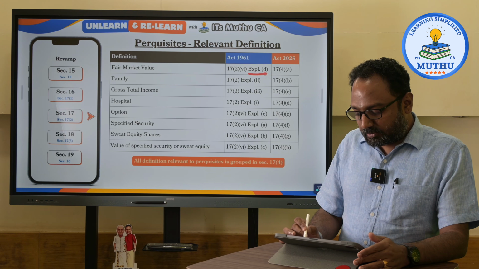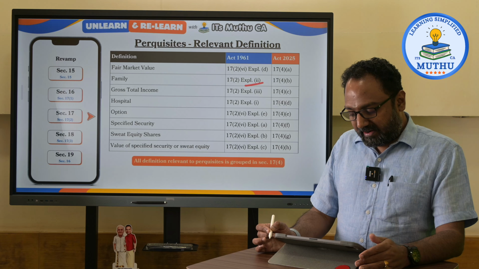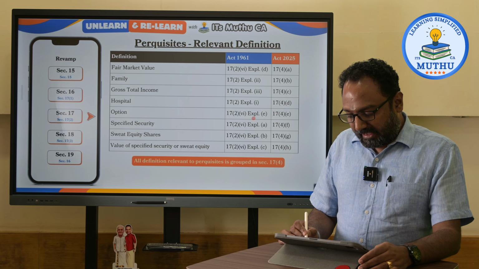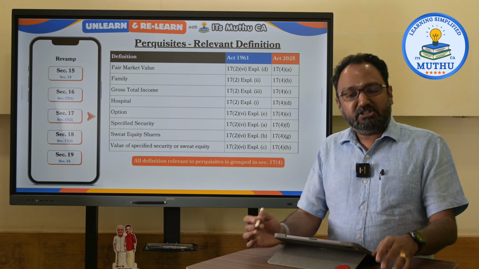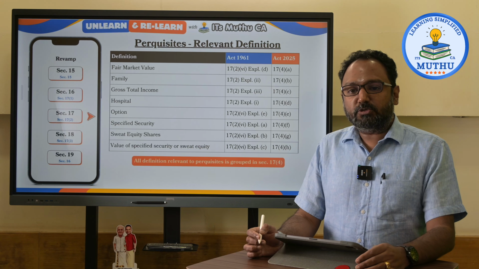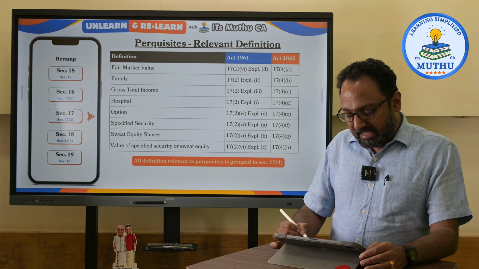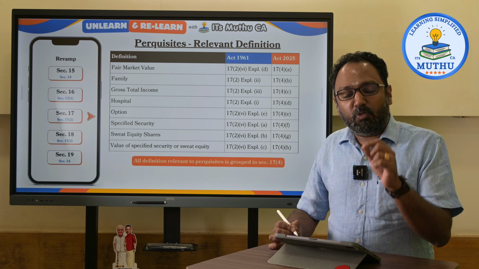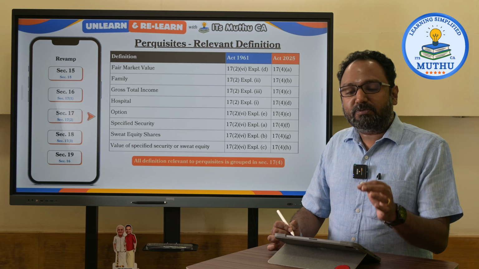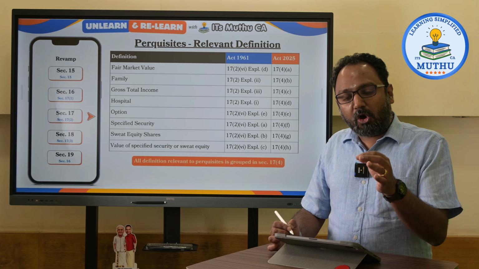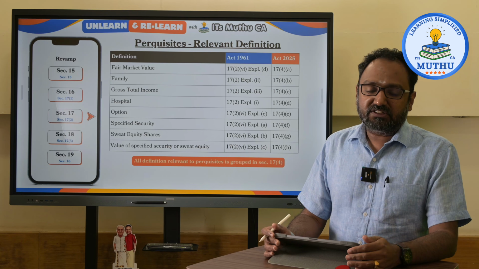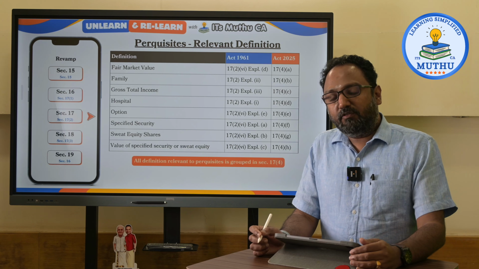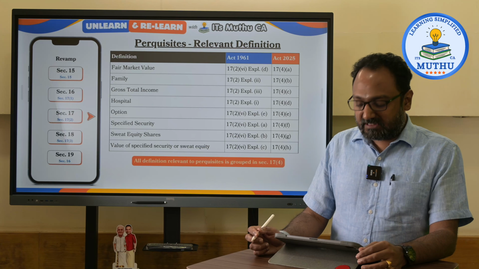Fair market value was provided in explanation D of 17.2.6. Family was defined in explanation 2 of 17.2. Hospital in explanation 1 of 17.2. Option in explanation E of 17.2.6. Specified security, sweat equity, and the value of specified security or sweat equity. All of this, which was listed in separate places through explanations, is now combined in one single place, section 17 subsection 4. So 17.4 now contains all the definitions that are relevant for perquisites under section 17. So every definition is grouped in section 17.4. That's another simplification that has happened within this section 17.